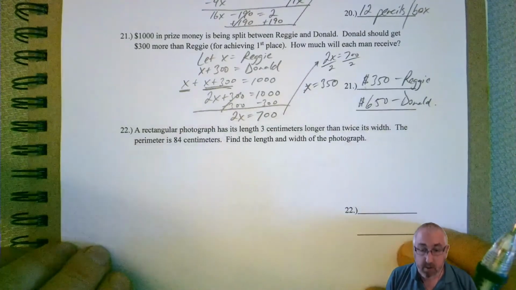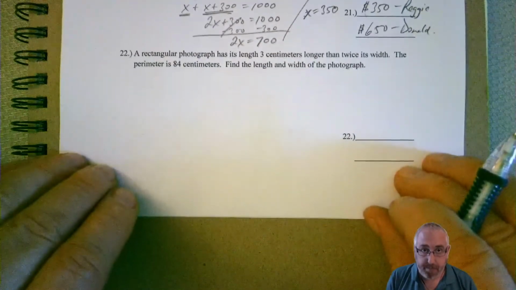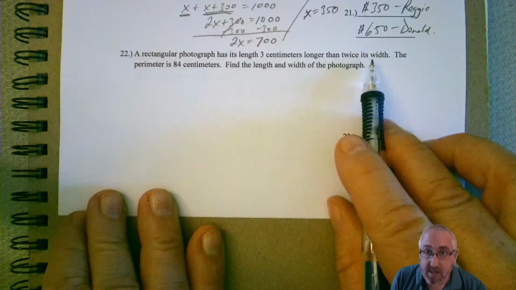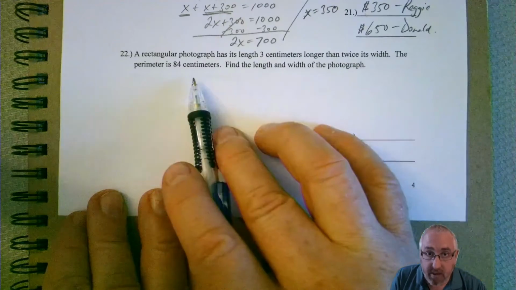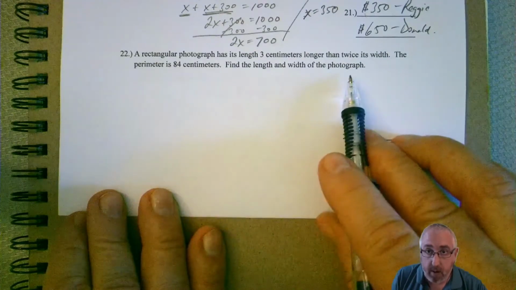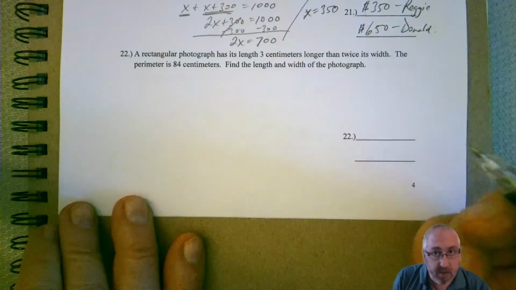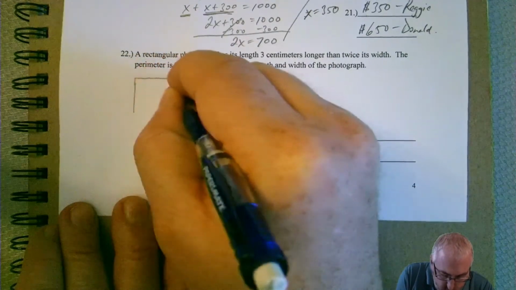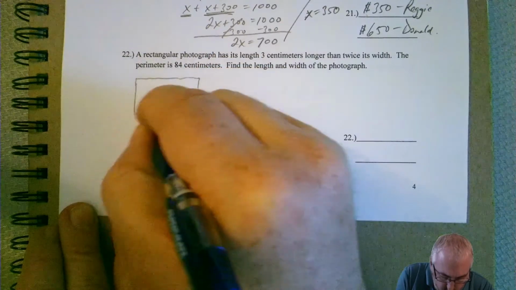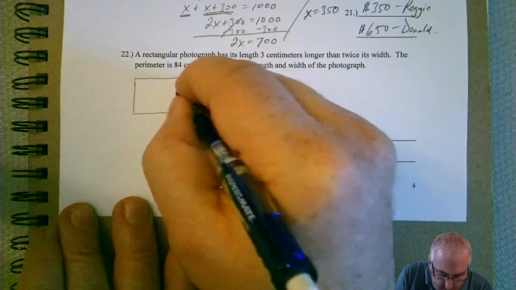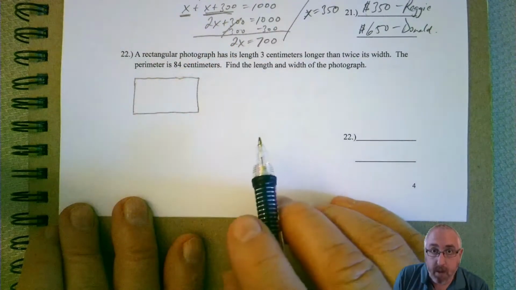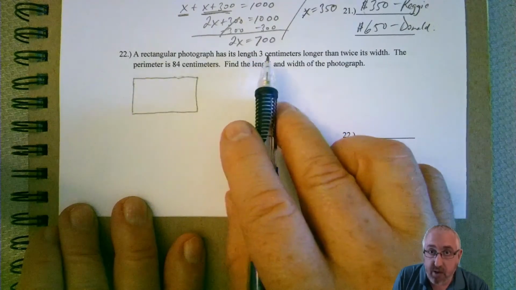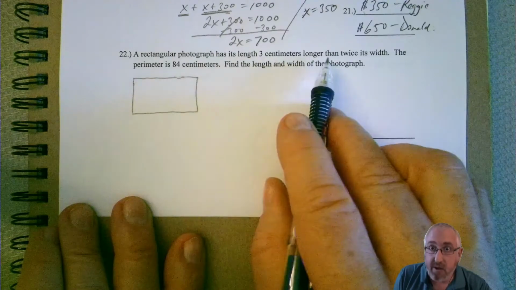All right, so now the last one. A rectangular photograph has its length 3 centimeters longer than twice its width. The perimeter is 84. Find the length and width of the photograph. Now for these ones, I like to draw a diagram. Now what's interesting about this one is the relationship between the length and the width. So it says the length is 3 centimeters longer than twice its width.